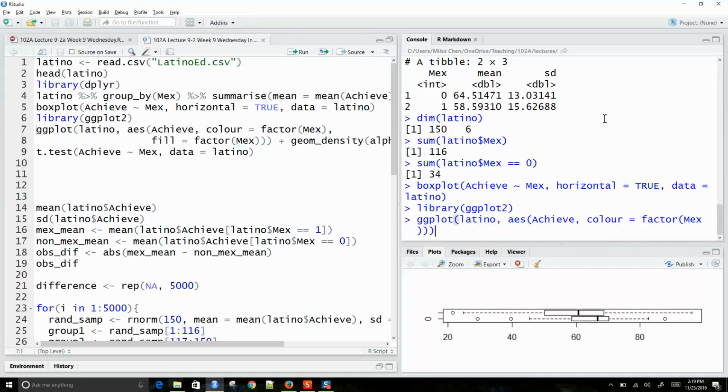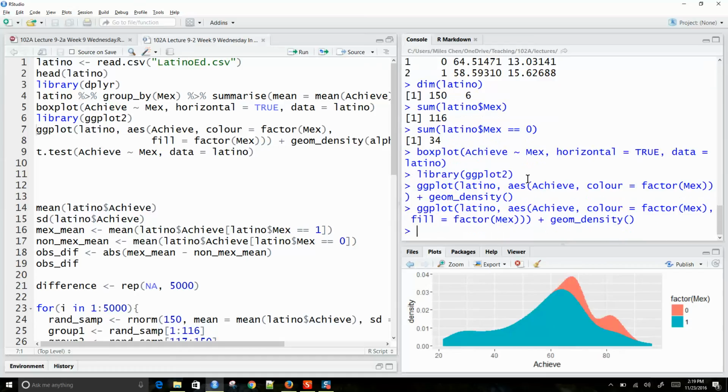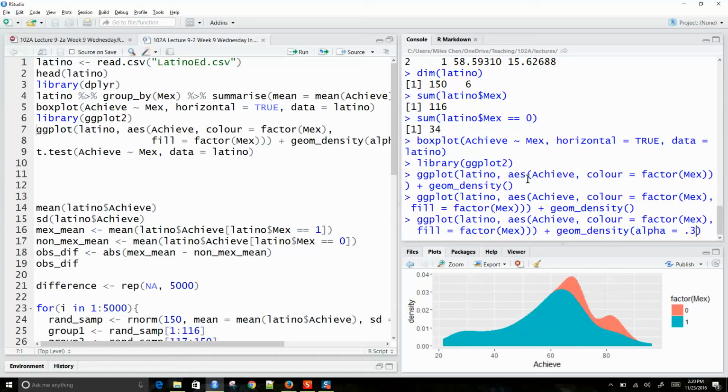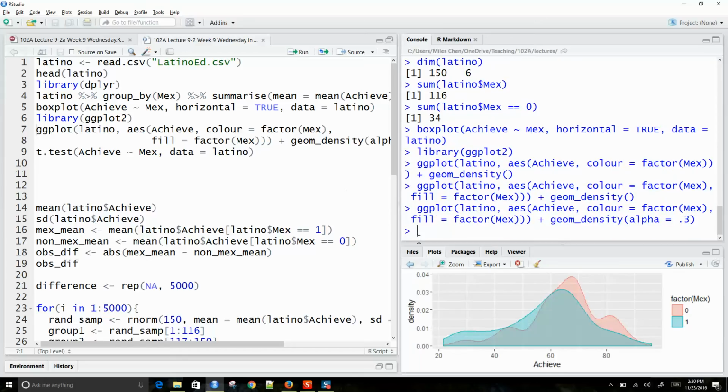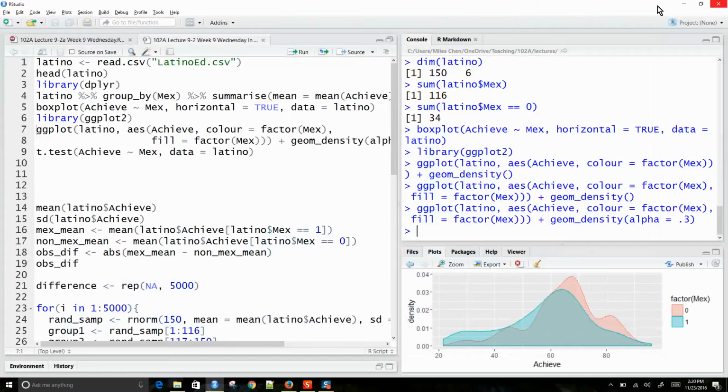And then I do plus geom underscore density. And this is what it looks like. I want to put in some color here, so I'm going to do fill is also going to be factor Mexico. And if I don't set an alpha thing, they're going to block each other. So alpha is kind of like a transparency thing. So we take a look at this, and this is a kind of density estimation of the distribution, and we're looking at the green versus the pink, and I don't know. Is there a difference or not? It's a little hard to say, right? Maybe there is a difference. I don't know.